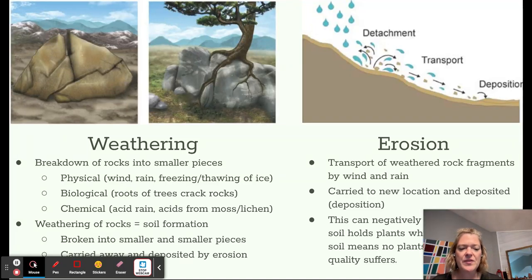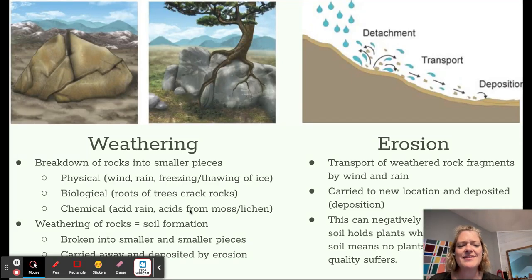So it gets really cold and it gets really hot. That actually breaks down rock. Biologically, either from the roots of trees, or we have organisms like mosses and lichens that can actually secrete enzymes that break down rock. And so we'll talk about that a little bit later. And then also chemically, through acid rain.